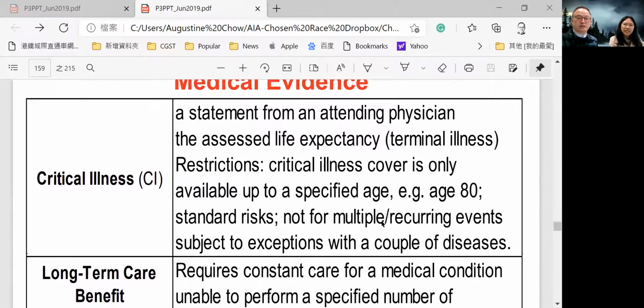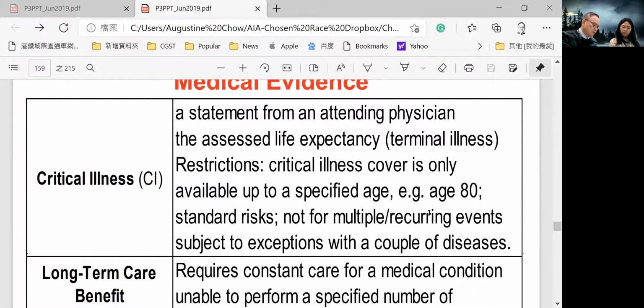So critical illness is covered up to a specified age. For critical illness, you can have multiple events. You can have stroke twice, you can have cancer two times. It starts with your lung cancer, becomes brain cancer, becomes liver cancer, you can have three times cancer transferring to other parts of the body. So the maximum you can pay is 5 times. So you buy 100%, you can be paid up to 500%, five times.